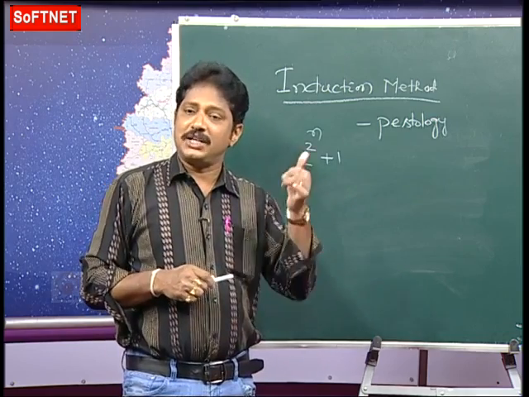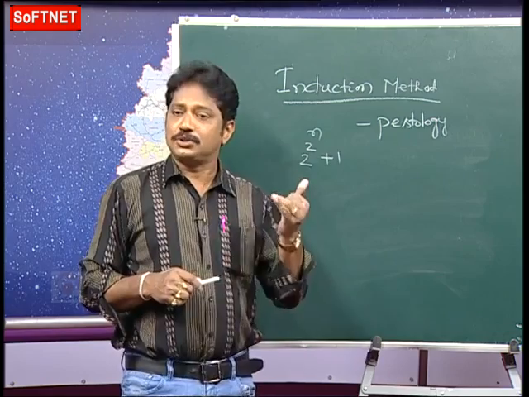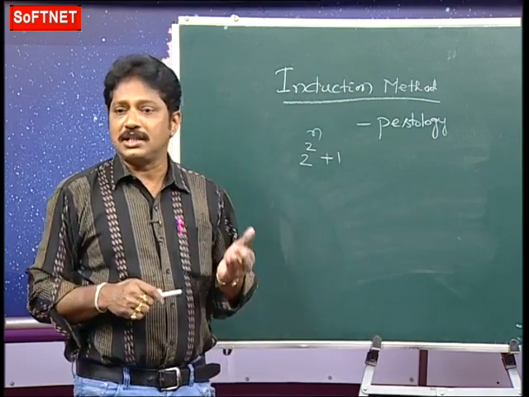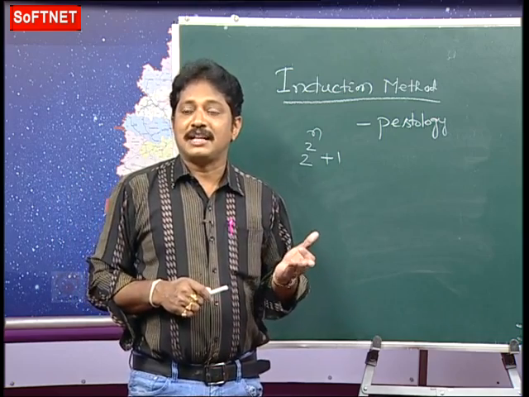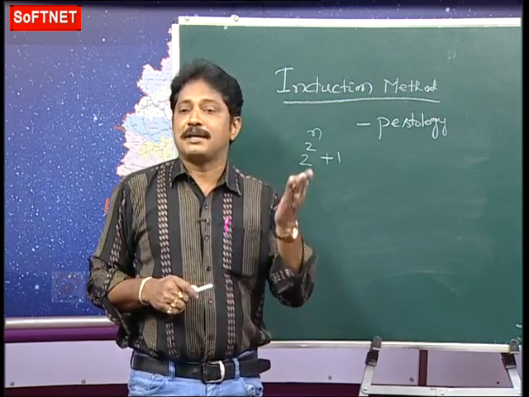So for n equal to 1 it is a prime number, for n equal to 2 it is a prime number, for n equal to 3 it is a prime number, for n equal to 4 it is a prime number, but for n equal to 5 it is not a prime number.